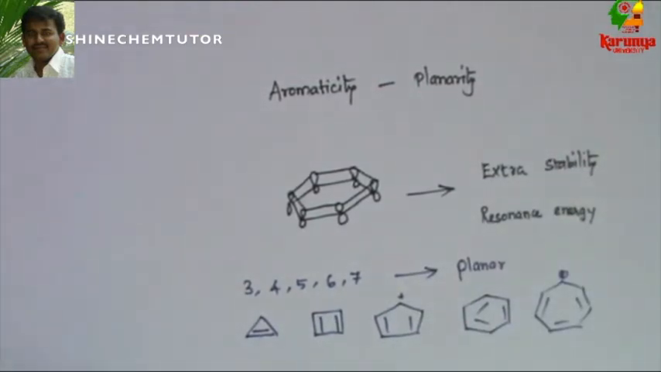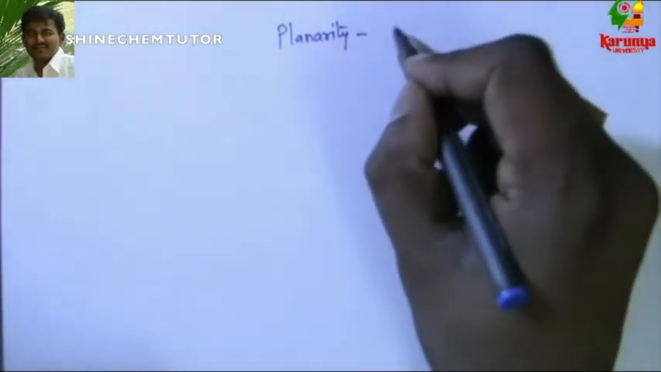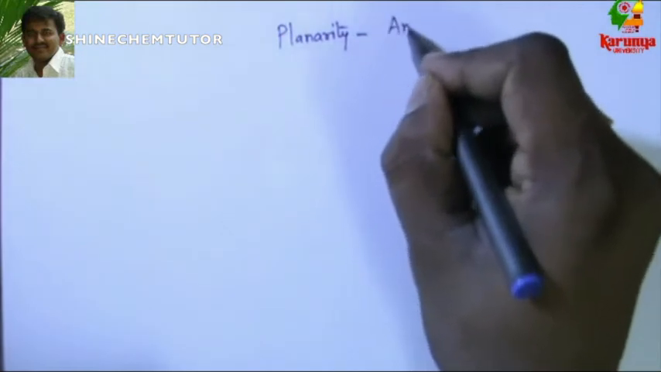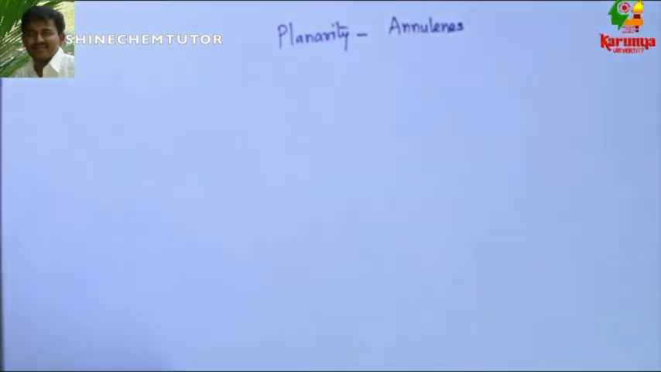Up to 7-membered ring, there is no question about planarity, whether it is planar or not. Without thinking much, you can consider them as planar. When you go for 8-member, the annulenes, basically they are cyclic polyenes.